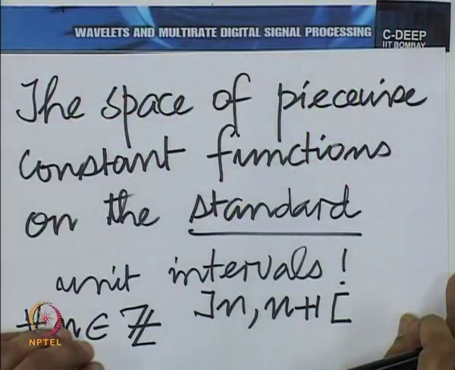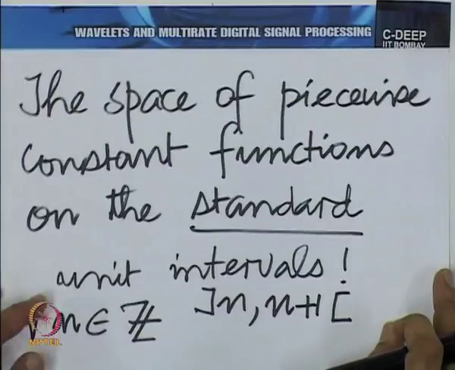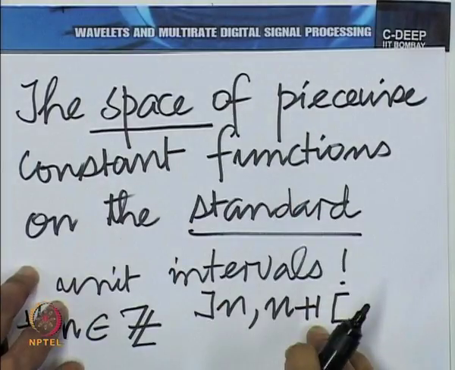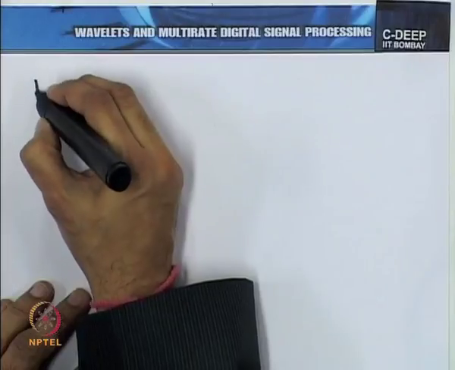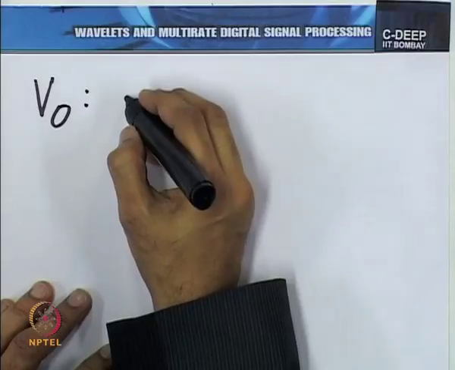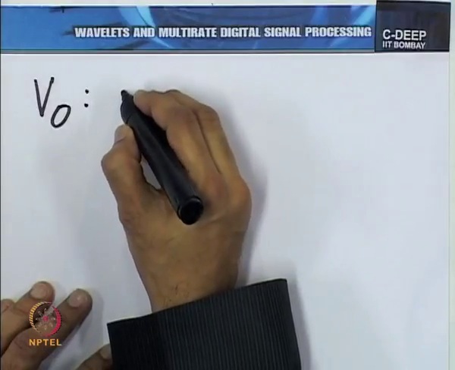So, therefore, this set of functions that we talked about a minute ago is indeed a linear space. That is why I have called it a space here, and we will give that space a name. So, we will call that space V 0. So, V 0 is a set.